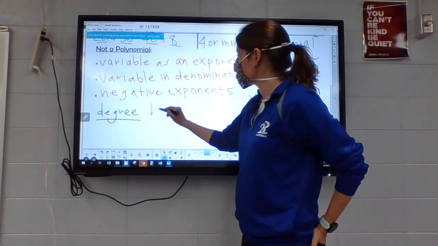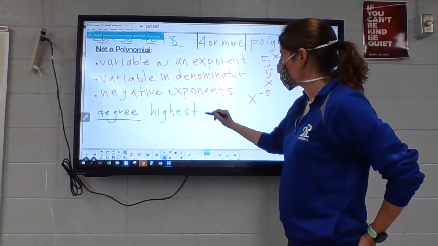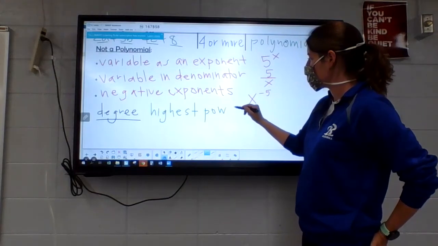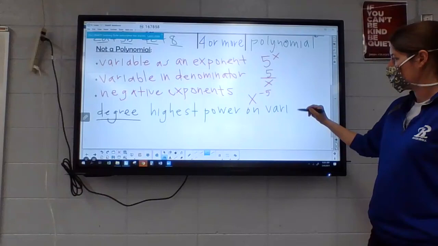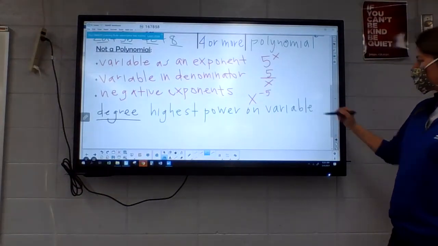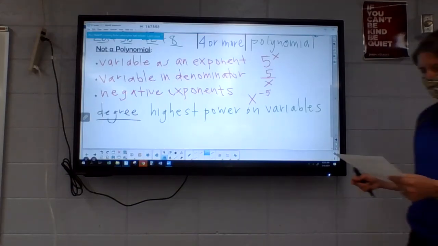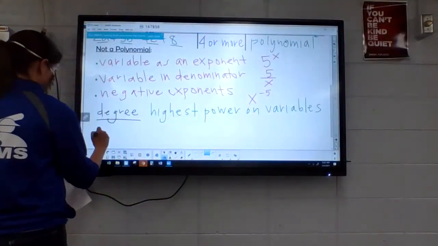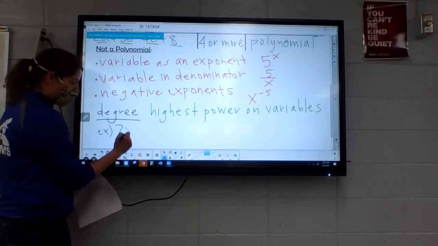So it's the highest power on the variables. I'll show you guys an example of what I mean. I'll do a couple of quick examples. Again, if you don't have space, you can use the margin or something like that. This doesn't require a lot of math. We're just looking at it.